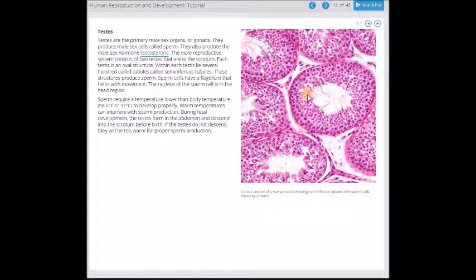If you were to take a look at the cells that create the testes, they're also called male sex organs or gonads. They produce the sperm. They also produce the male sex hormone testosterone. Now, to be very clear, both males and females have testosterone and estrogen, but males have a higher amount of testosterone than estrogen. Females have a higher amount of estrogen than testosterone.